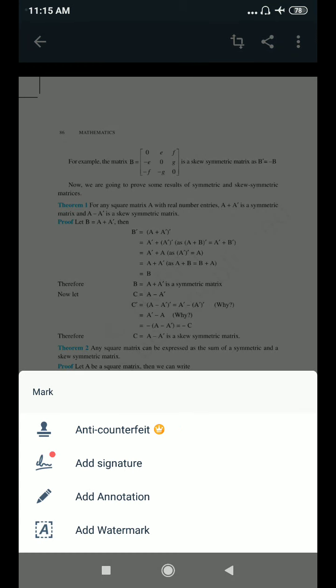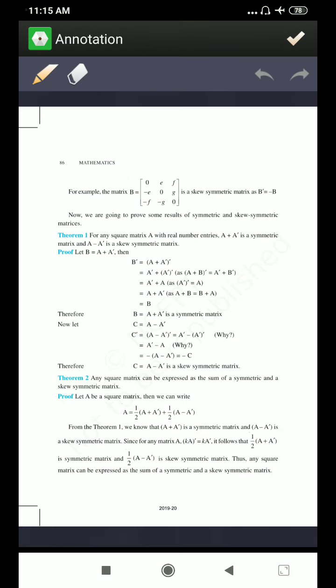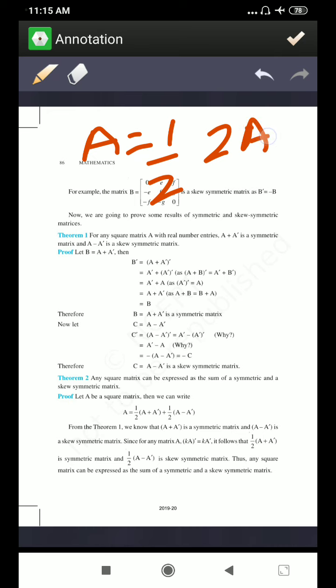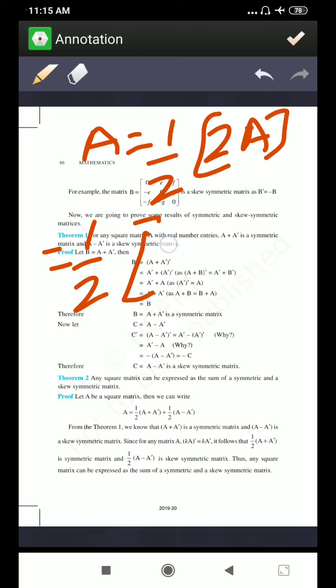See how to express it. Suppose any matrix A is given. It is asked to express this as a sum of symmetric and skew symmetric matrix. So I will write it as 2A by 2. You will follow these steps. Now this 2A can be written as half of A plus A transpose, I will add A transpose and I will subtract A transpose.